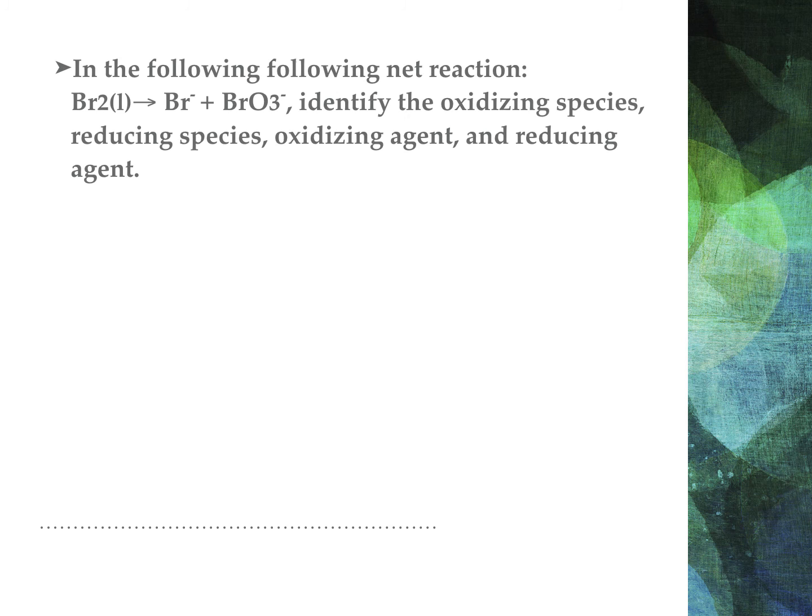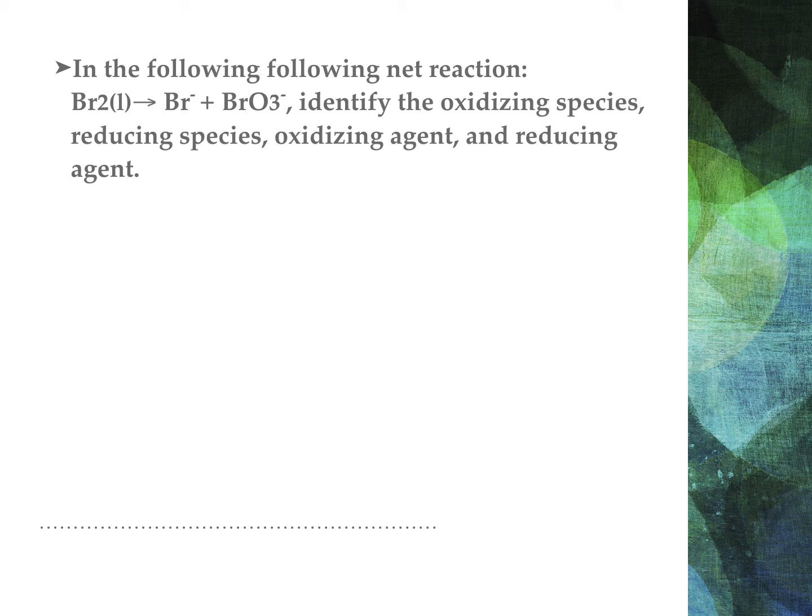Let's take a look at another example. In the following net equation, we have liquid bromine, which reduces into its ion form, but at the same time, it has undergone oxidation into bromate. Now, identify the oxidizing species, the reducing species, oxidizing agent, and reducing agent. First of all, before you freak out and say, there's only one reacting species, this is not a redox reaction, let me assure you, it is very much so.